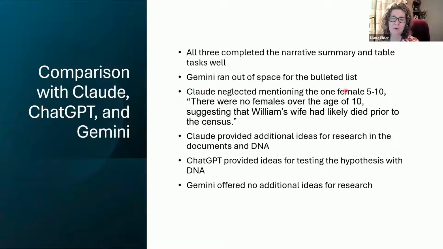ChatGPT neglected mentioning the one female aged 5 through 10. It just said there were no females over the age of 10. So it kind of forgot about this little girl here. And so that was the one small error I found that I would have adjusted. And Claude, when I asked it for additional ideas for research or for that analysis, gave me additional ideas for research, both in documents and DNA. ChatGPT gave me ideas for testing the hypothesis with DNA, and they both kind of knew from my objective I was working with DNA. Gemini didn't offer any additional ideas. So it was interesting to see how they were different, but overall they did a really good job.